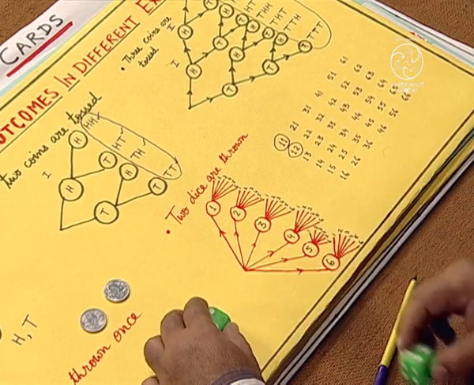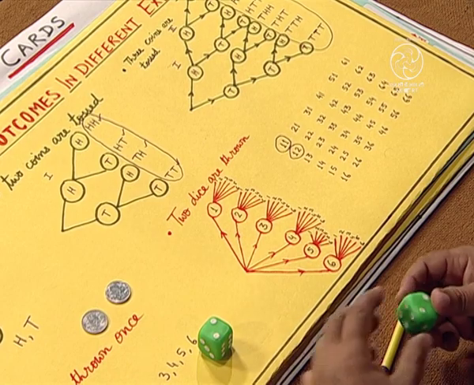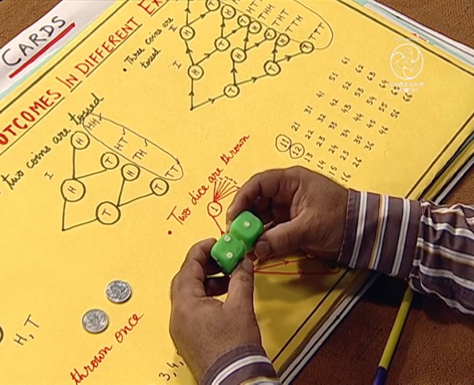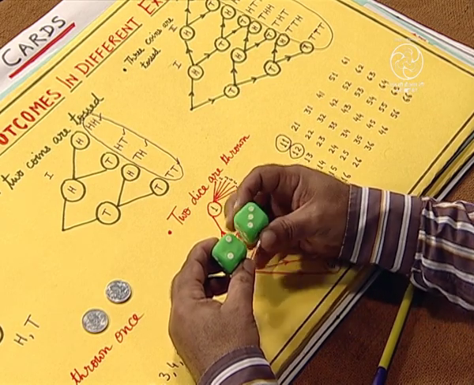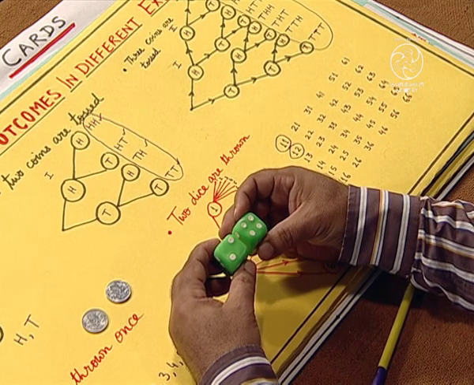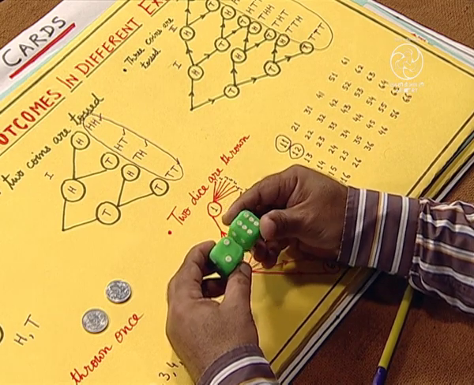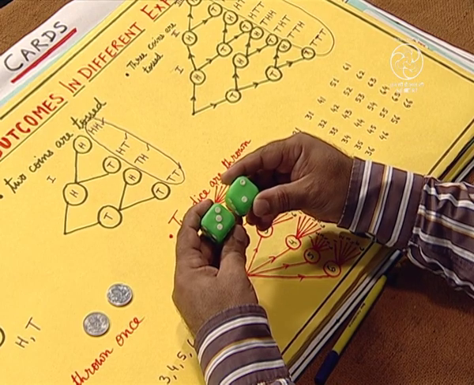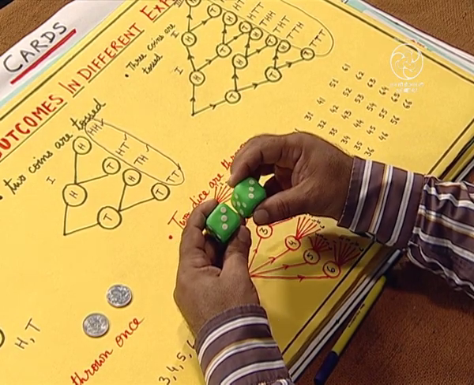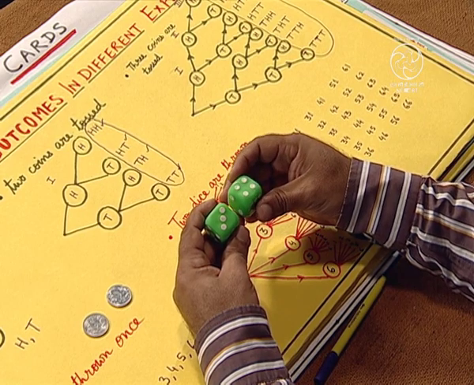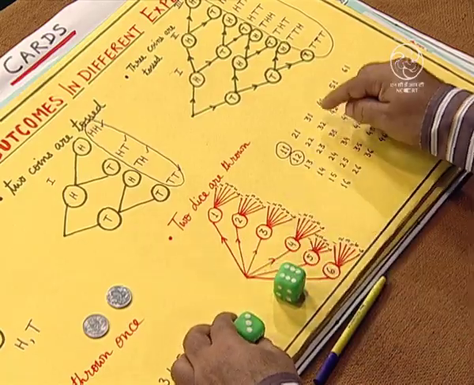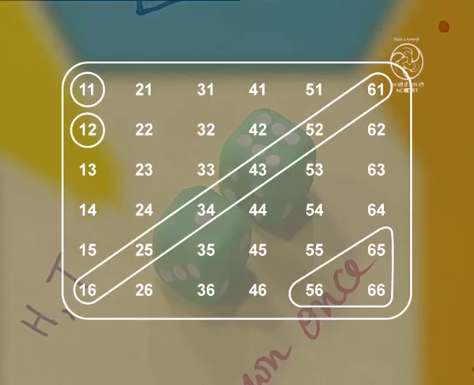Similarly, if we fix 2 on the first die, the second die again will have all possible outcomes like 2-1, 2-2, 2-3, 2-4, 2-5, and 2-6. Continuing like this, you can have 3 on the first die, 1 on the second, or 2 on the second, and then 3 on the second, then 4, 5, and then 6 on the second. So, these outcomes will be 3-1, 3-2, 3-3, 3-4, 3-5, 3-6.